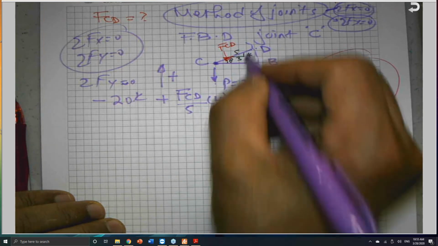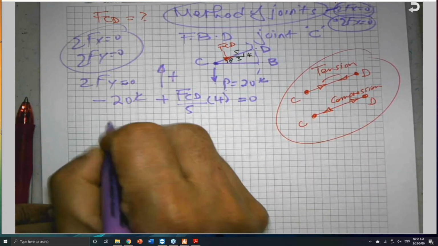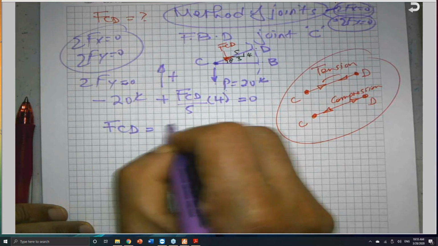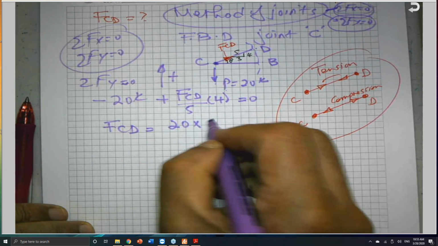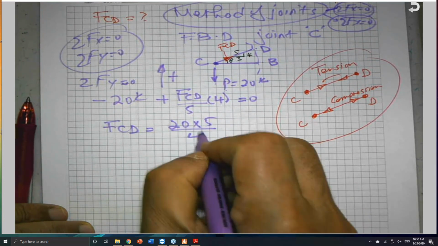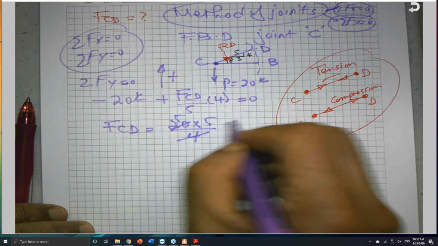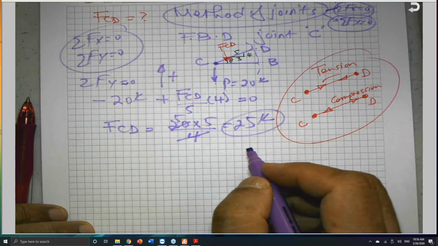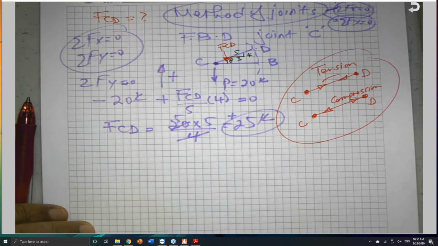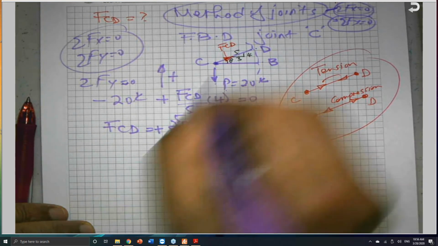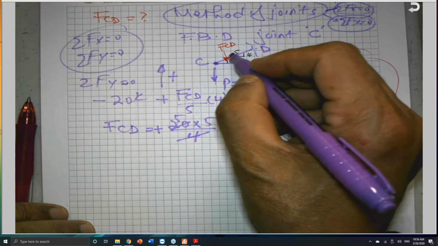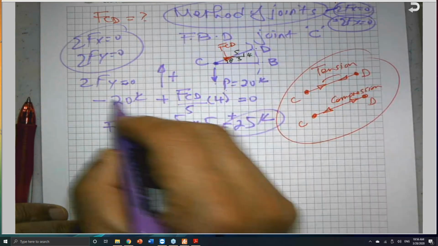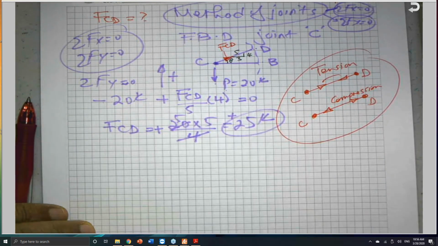Because I need the vertical component, this is equal to 0. And I solve for FCD, which is equal to 20 times 5 divided by 4, which is equal to 25 kips. And it came positive. What does positive mean? That means my assumption is correct. If I had assumed it to be compression, the other going down, this would be minus, and you'll find it minus.